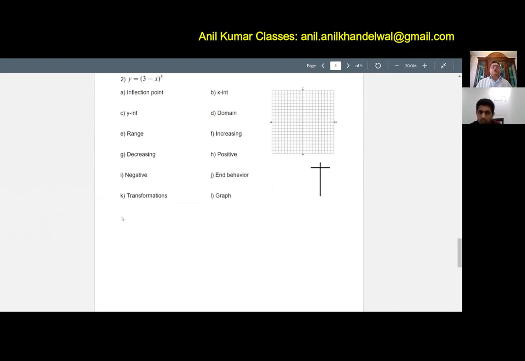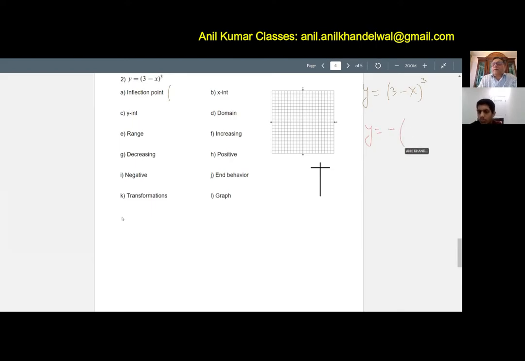So y equals 3 minus x whole cube. Tell me about this graph, point of inflection. 1, 0. Point of inflection. So we are given the equation y equals 3 minus x whole cube. It is a good idea to factor out the negative, right? So when you factor out, it comes outside. Is that clear to you?